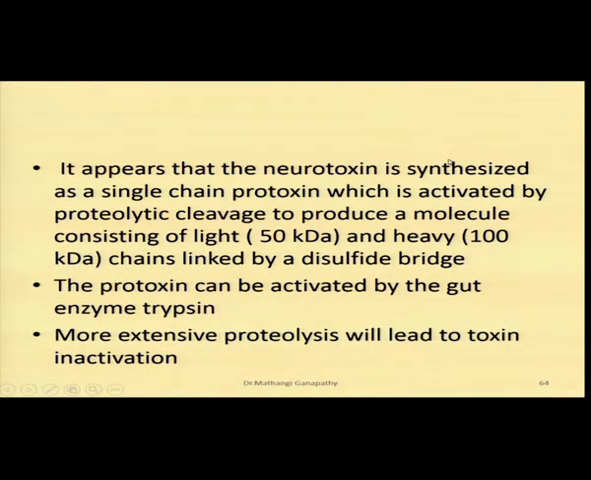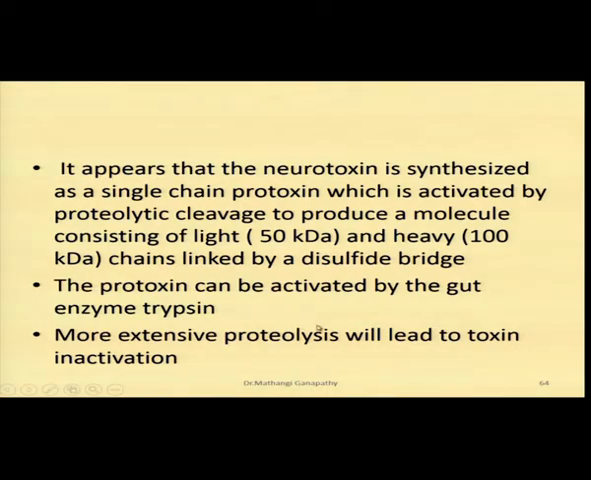This neurotoxin is synthesized as a single chain protoxin, which is activated by proteolytic cleavage to produce a molecule consisting of a light chain of 50 kilodalton and a heavy chain of 100 kilodalton, which are linked by a disulfide bridge. The neurotoxin is synthesized as a protoxin. For it to get activated, you require a proteolytic cleavage. On cleavage, it produces a molecule containing two chains, a light chain of 50 kilodalton and a heavy chain of 100 kilodalton. Both these chains are joined together by a disulfide linkage or disulfide bridge.